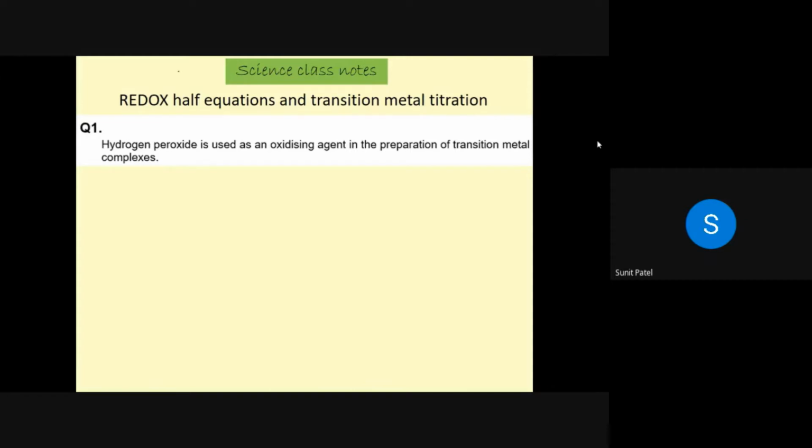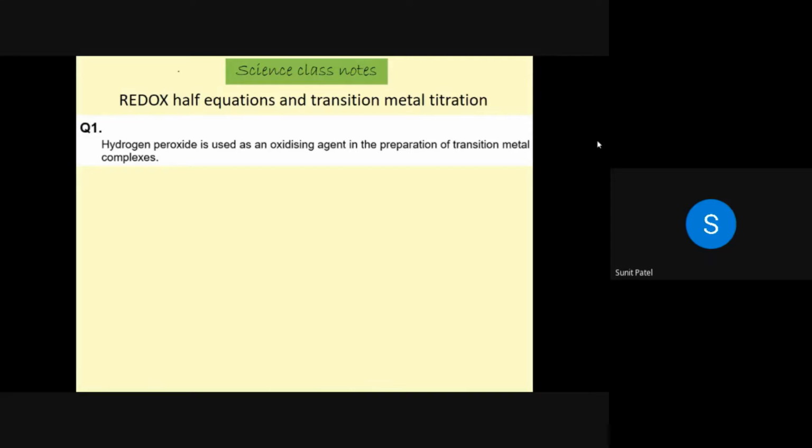Now, the interesting thing about hydrogen peroxide is it can act as an oxidizing agent, but also as a reducing agent, which I'll cover in other editions of these science class notes. So you can have a look on there and see some stuff worked out on hydrogen peroxide. However, let's get on with this.